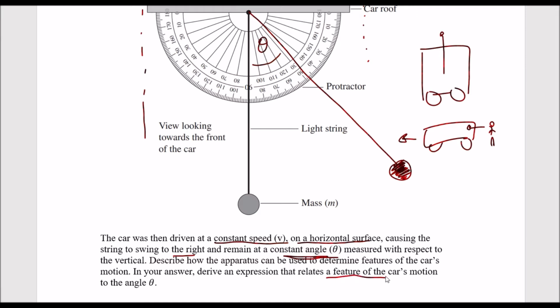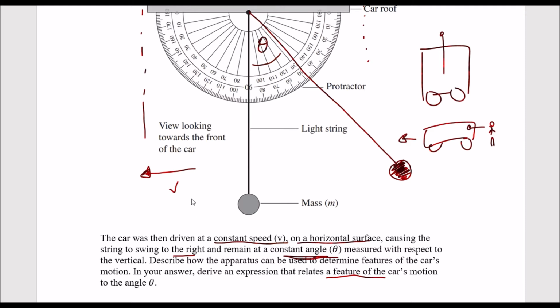So this is just a feature you could talk about. There must be multiple options, but you only need to pick one. So what do we have here? Well, we know that if a pendulum is creating this particular angle, the car is moving at a constant speed.